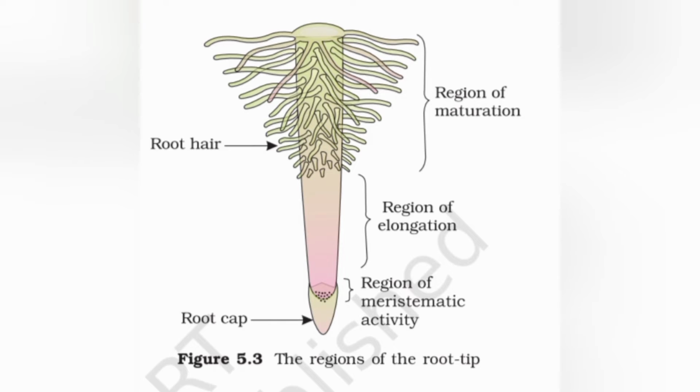This is the diagram showing the regions of roots, having the root cap, meristematic region, region of elongation, and region of maturation, which consists of root hairs.